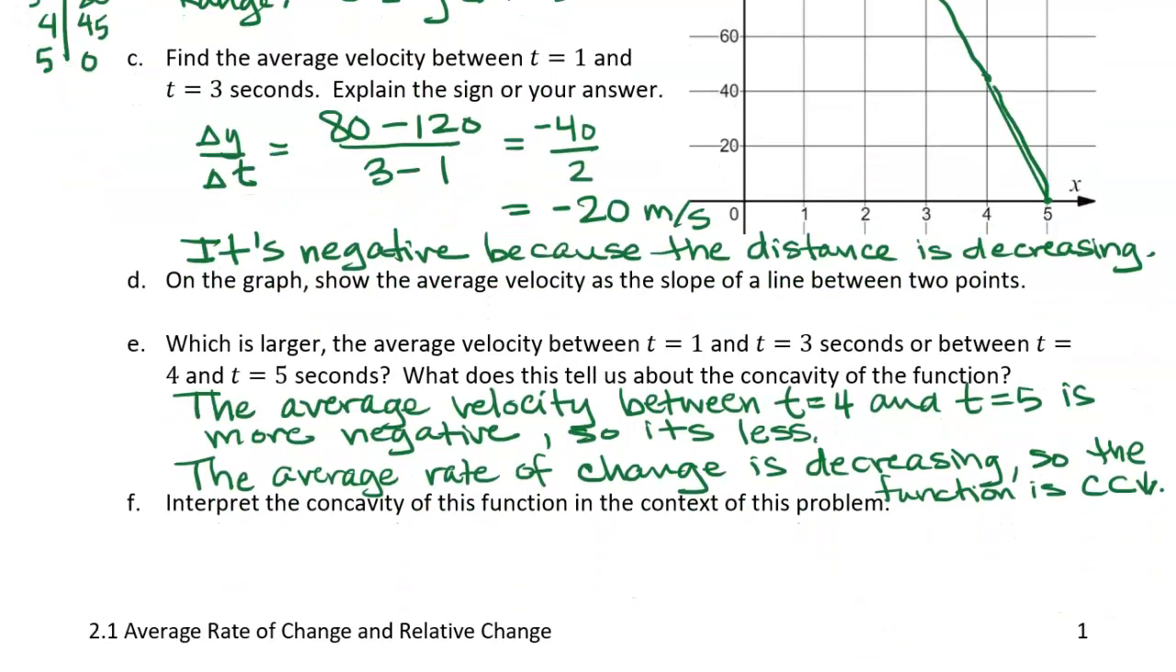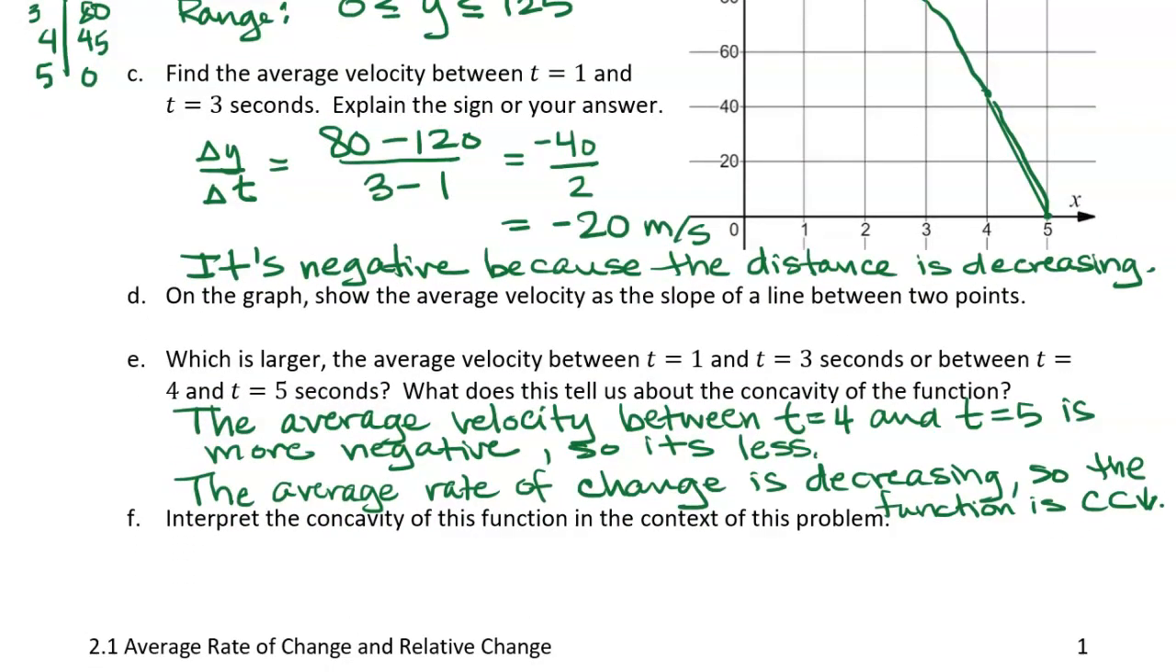All right, got one more question: interpret the concavity of this function in the context of this problem. Concavity has to do with the curvature, right? If the rate of change is increasing, it's concave up. If the average rate of change is decreasing, then it's concave down. Here the average rate of change is average velocity. Increasing velocity is acceleration, and decreasing velocity would be deceleration. And because the rate of change of velocity is acceleration, the concavity corresponds to the acceleration of the object.